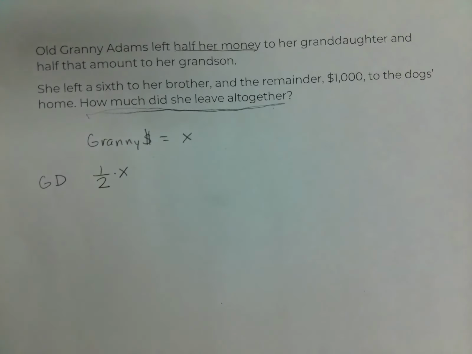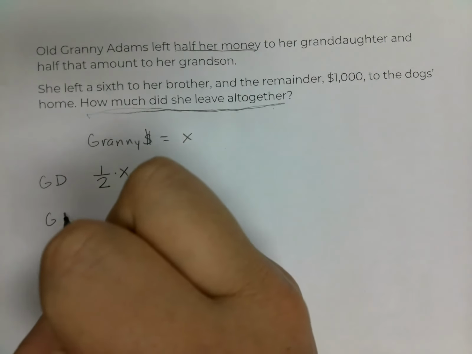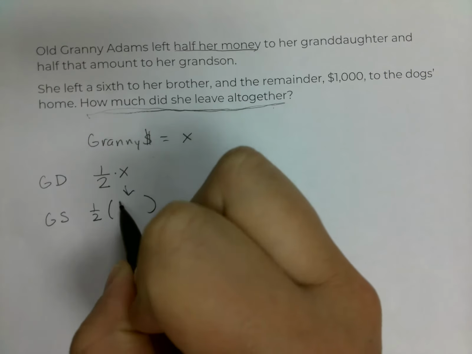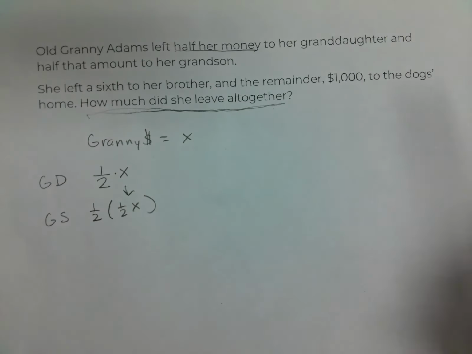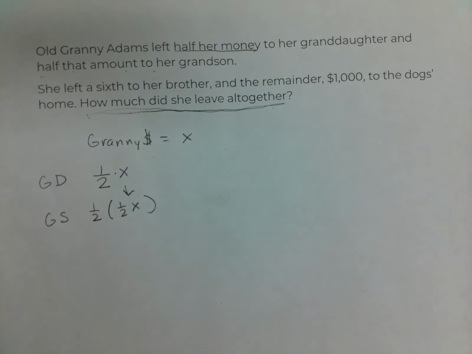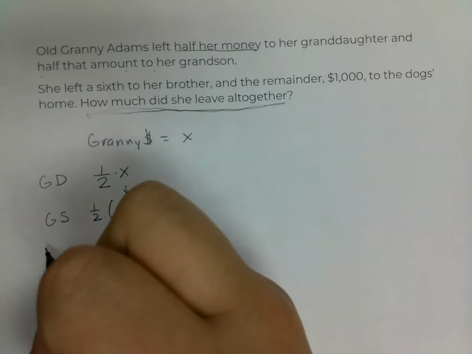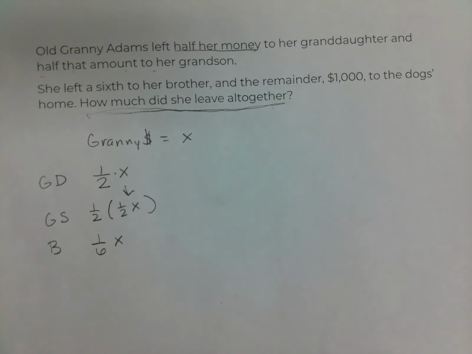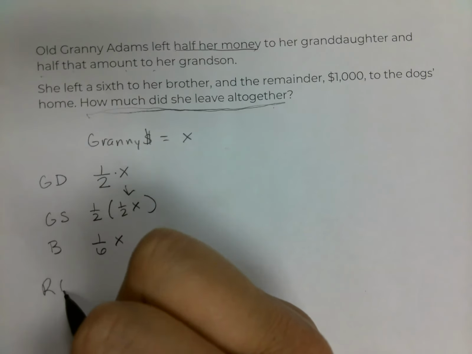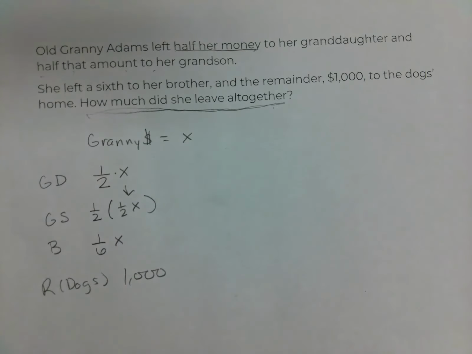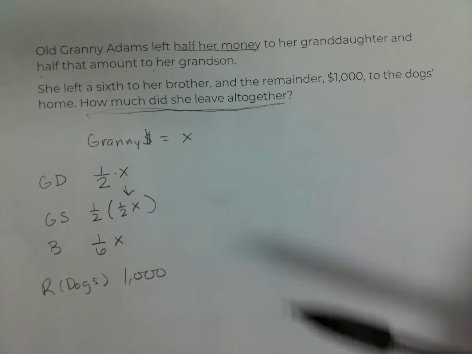And then we know that half of that, so for my grandson, half of the money that we just said went to the granddaughter, because it says half of that amount. And then it's saying that she left a sixth to her brother, a sixth of her money. And then we have our remainder to the dogs was $1,000. So we have to try to figure out, how much does Granny have?